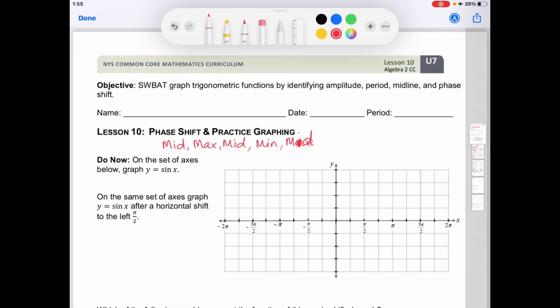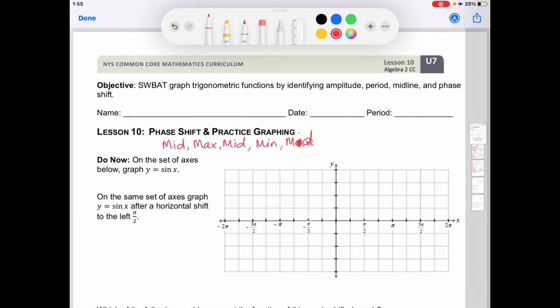Hey guys, welcome to Unit 7, Lesson 10. Our topic today is the phase shift and practice graphing. I also made a separate video about graphing. I would highly recommend you watch that after you're done with this page so you understand the graphing better.